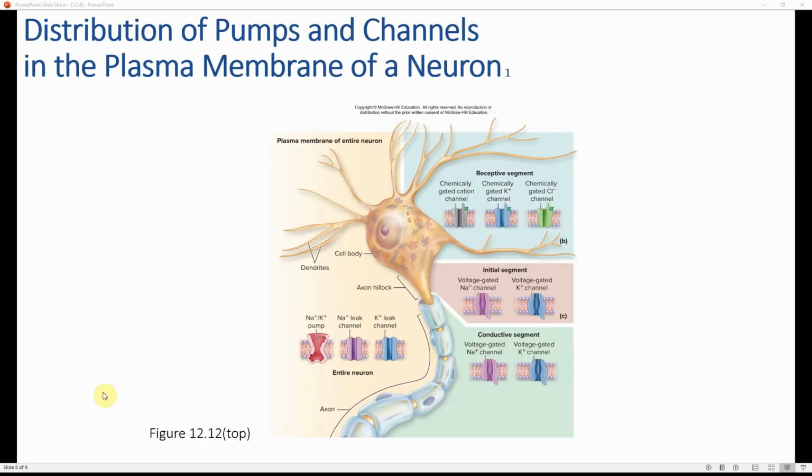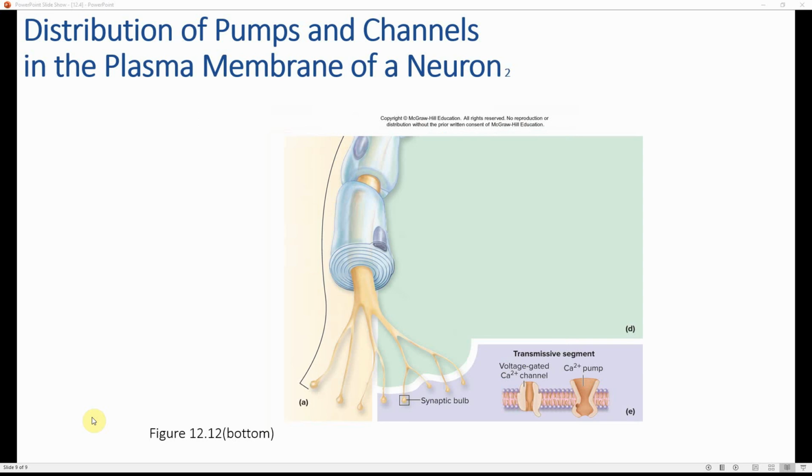So as an example, here is our neuron. The entire membrane is going to have sodium-potassium pumps and sodium and potassium leak channels. The receptive segment is going to have chemically gated cation channels, just as we had on our neuromuscular junction. We also have chemically gated potassium channels and chemically gated chloride channels. The axon hillock, or the initial segment, has voltage-gated sodium channels and voltage-gated potassium channels. And the conductive segment also has voltage-gated sodium and voltage-gated potassium channels. And then down at the end, the transmissive segment has mostly voltage-gated calcium channels and calcium pumps.